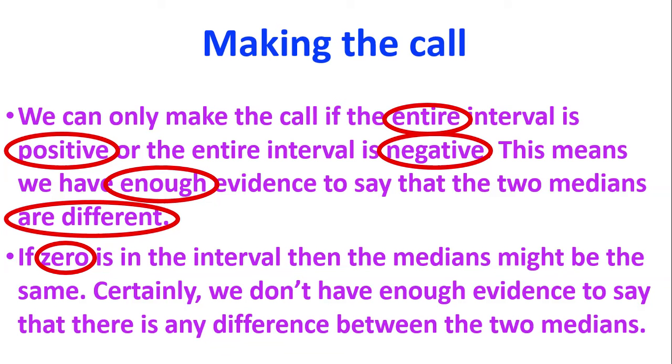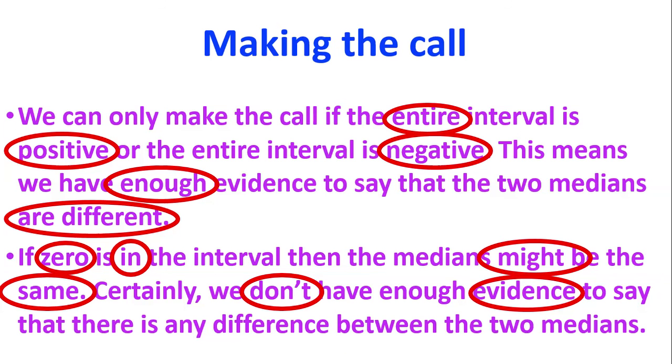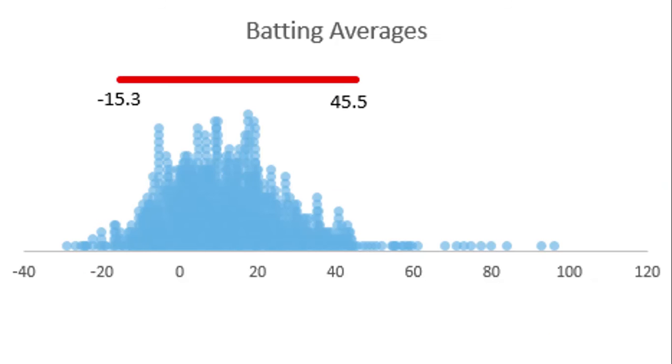But if 0 is inside that confidence interval, then that means the medians might be the same, and that means we do not have enough evidence to say that there is any difference between the two medians. So let's have a look at this particular one.